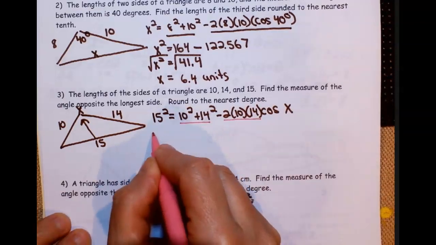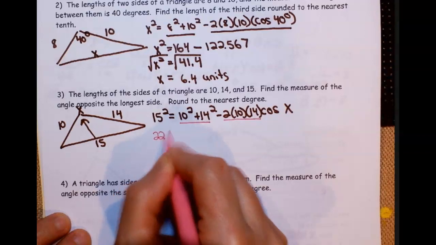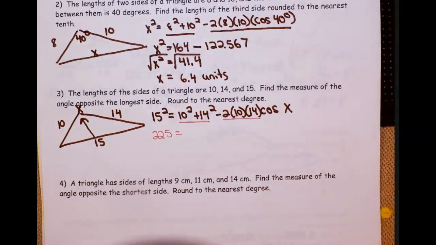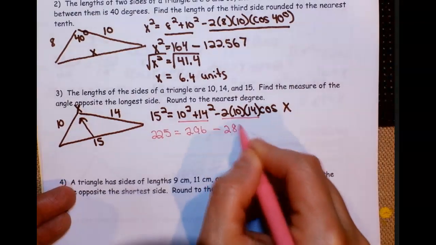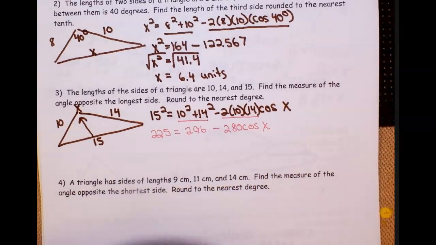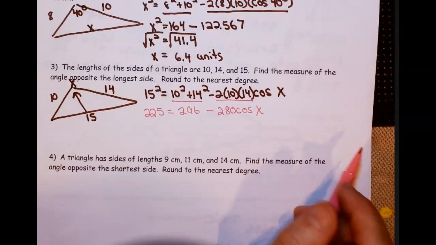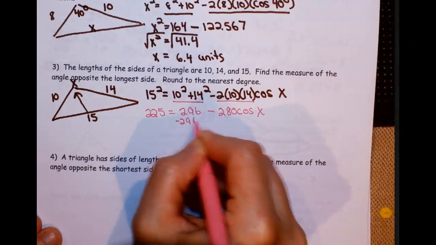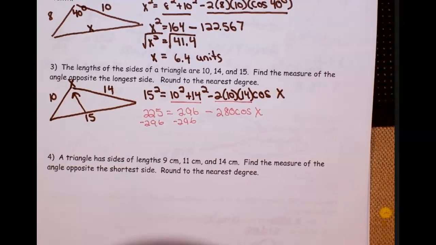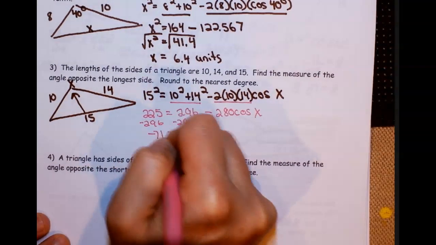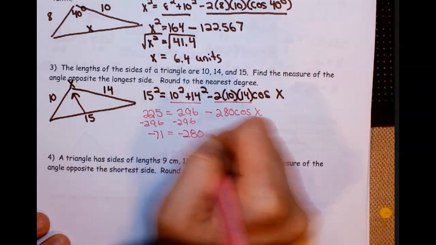So we've got 225 equals 296 minus 280 cosine of x. We need to go and solve for the cosine of x. First thing we're going to do is go and subtract the 296. Negative 71 equals negative 280 cosine of x.